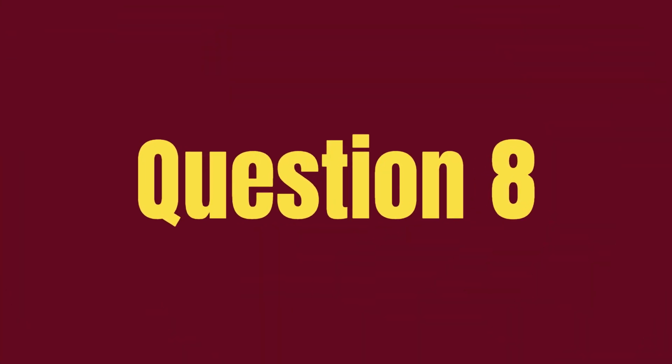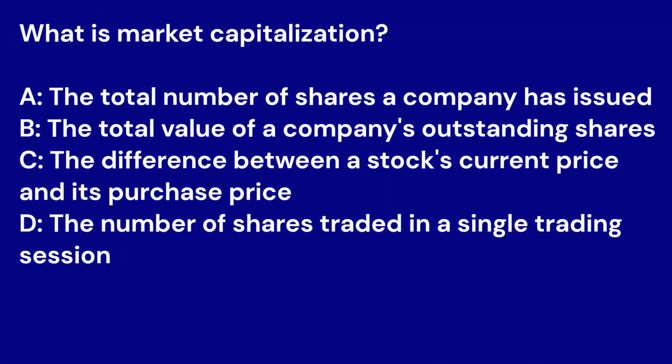Next up, question number 8. What is market capitalization? Option A, the total number of shares a company has issued. Option B, the total value of a company's outstanding shares. Option C, the difference between a stock's current price and its purchase price. Option D, the number of shares traded in a single trading session.